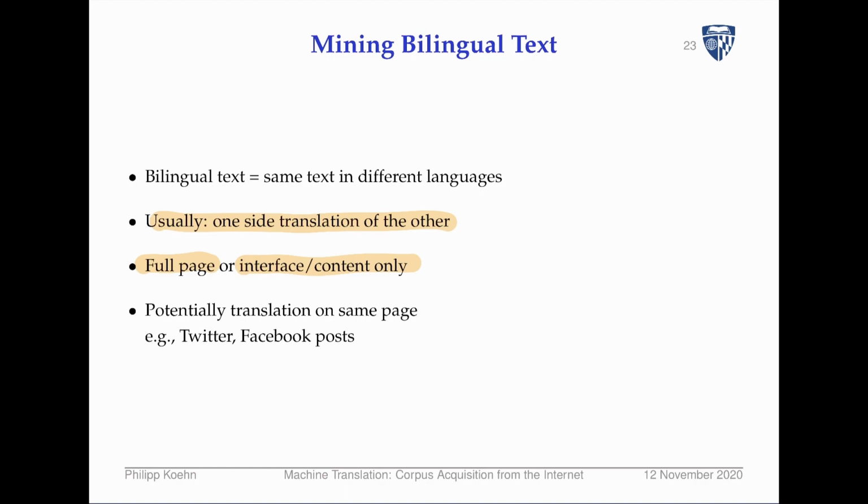Sometimes it's possible to have the translations on the same page. So people might make Twitter or Facebook posts where they say the same thing in two languages. You can see this, for instance, with celebrities whose native language is not English. They often post things in their native language and then also in English to make it more broadly accessible.